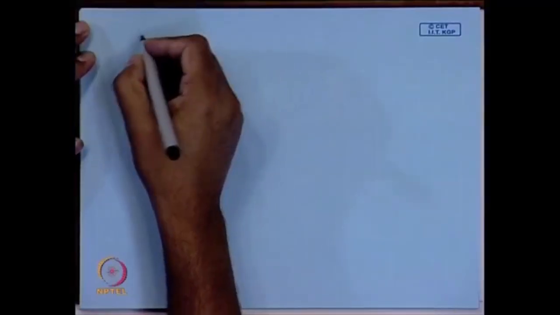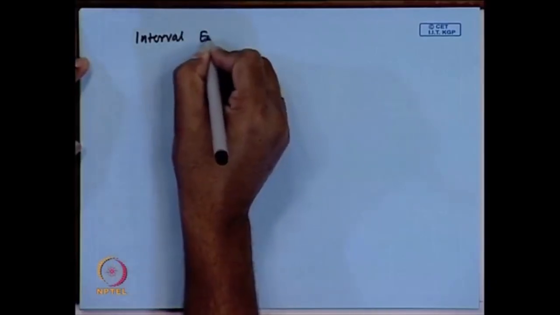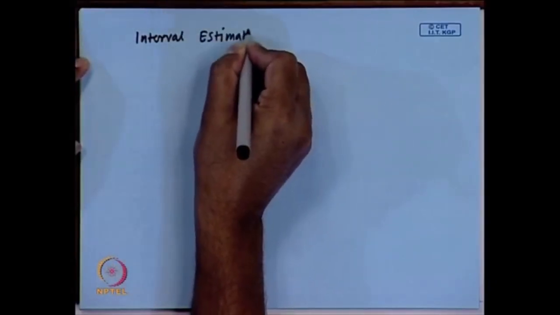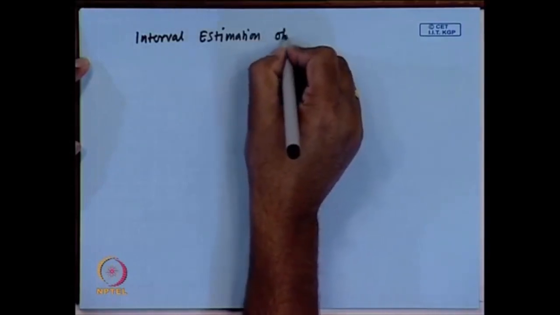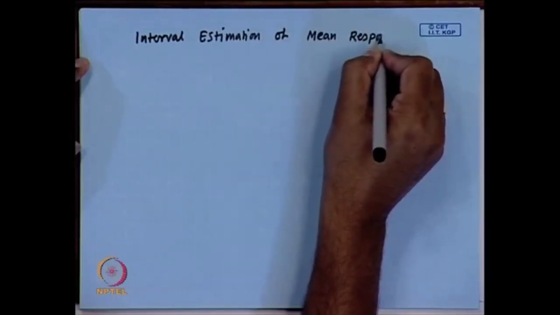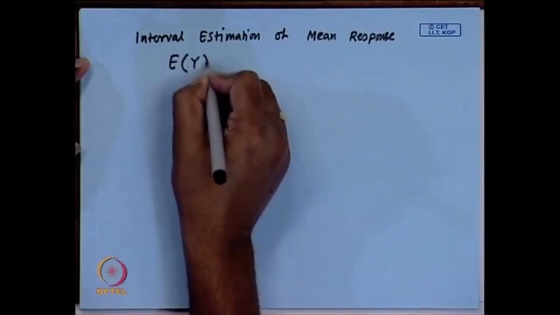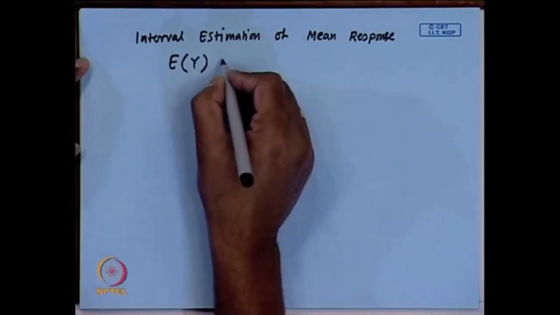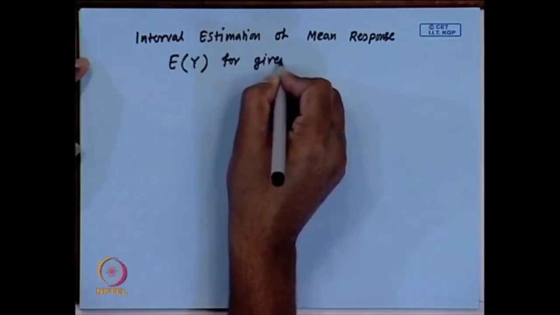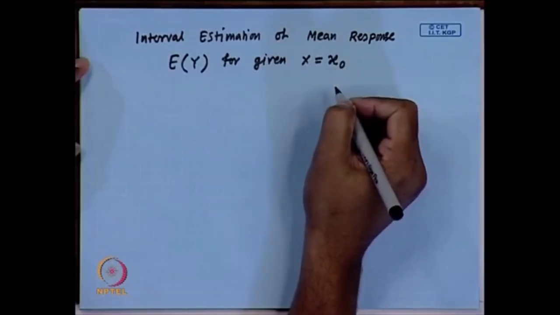Okay. So next we move to interval estimation of the mean response, that is E y, the mean response or expected response for a given x equal to x naught. Okay.